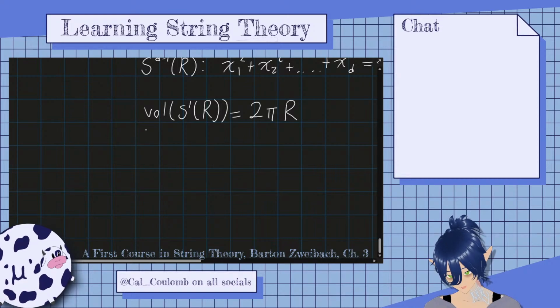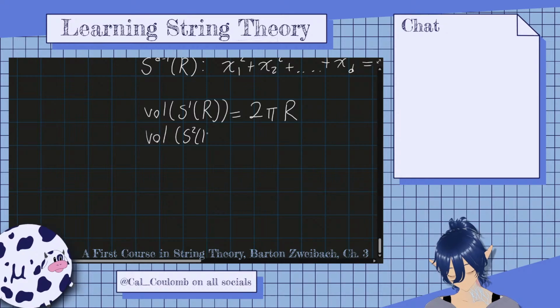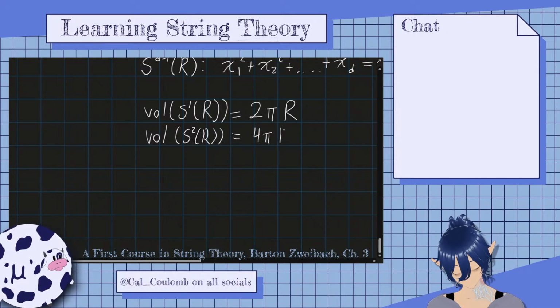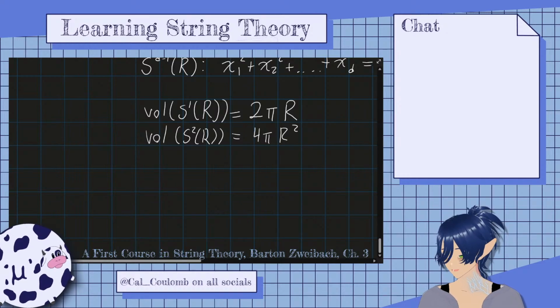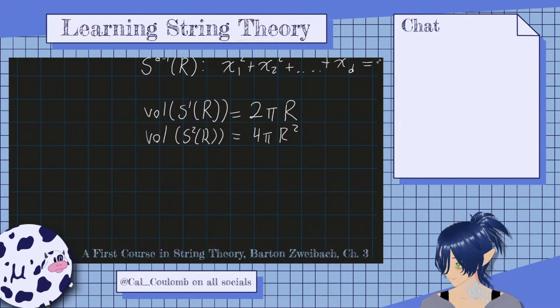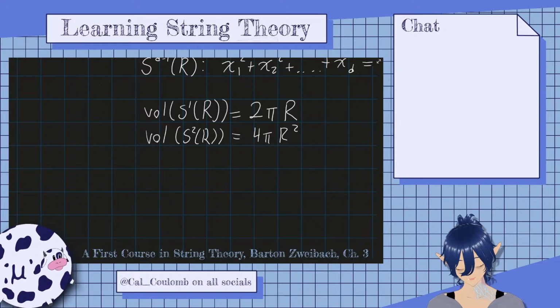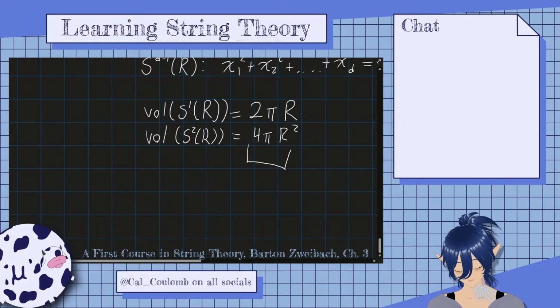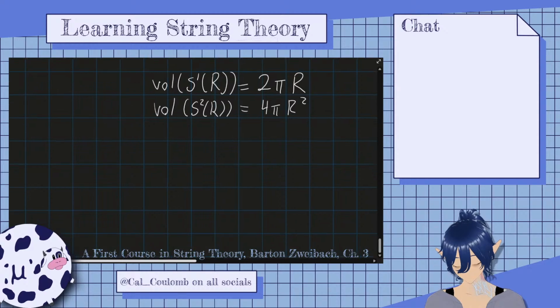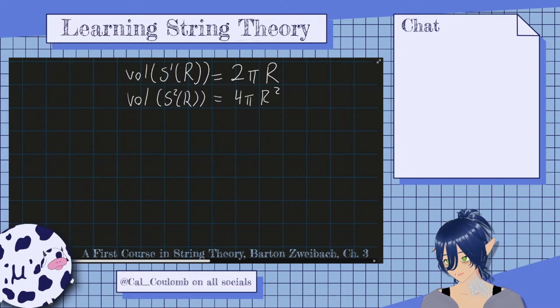Similarly, the volume of S2 of r is 4 pi r squared. And so when we say the volume of the two-dimensional sphere of radius r, what we really mean is the surface area of the two-dimensional sphere of radius r. And these are the typical expressions that you would use for that. Unless you have worked out other spheres before, you probably do not know what the volume of S3 is.